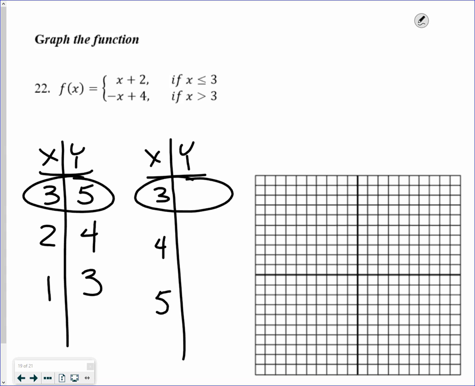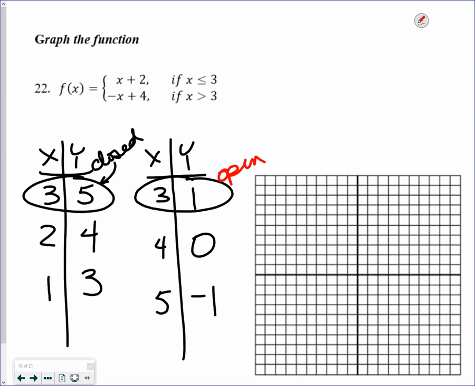Because it's an equal to, this would be considered a closed circle. So that is closed because of the equal to line in the domain. Now I'm going to do the next one. Plugging 3 into the bottom function, negative 3 plus 4 is 1, negative 4 plus 4 is 0, and negative 5 plus 4 is negative 1. This one is open. It's an open circle.